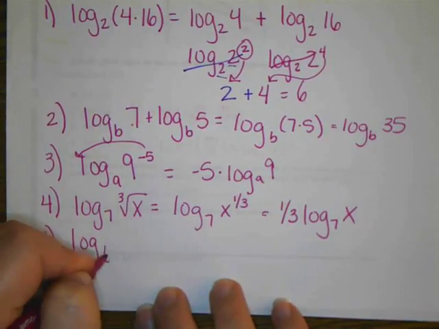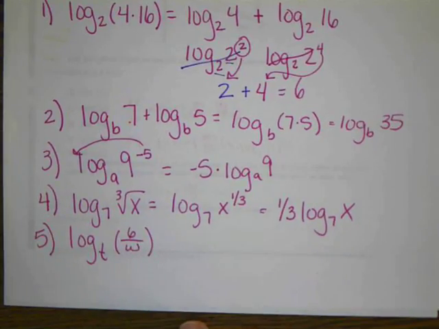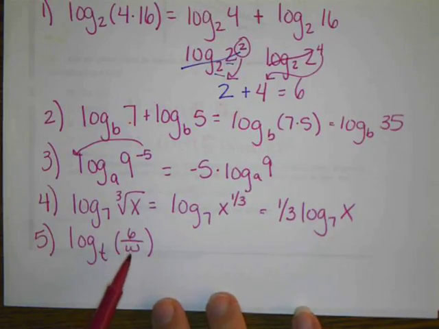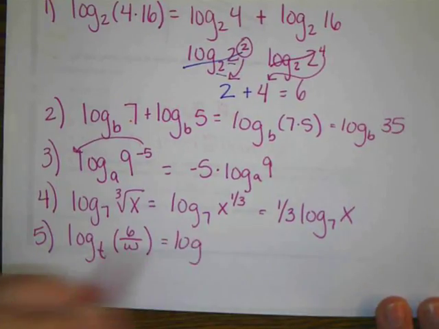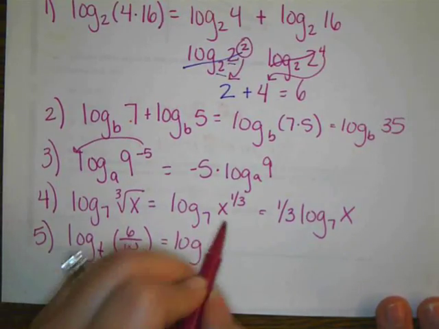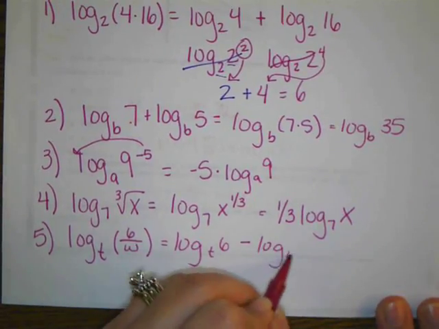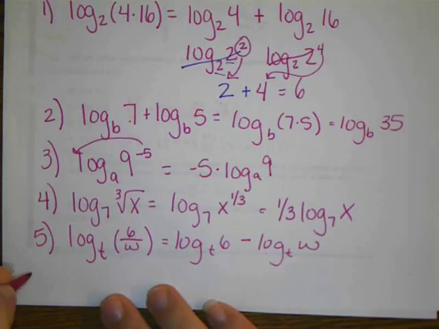Number 5, log base t of 6 over w. This is two things being divided, the 6 and the w, so you will use the quotient rule. So we have log base t of 6, and the quotient rule then subtracts them, minus log base t of w. And then that is simplified, or expanded. Sometimes you'll see problems that say expand or condense.